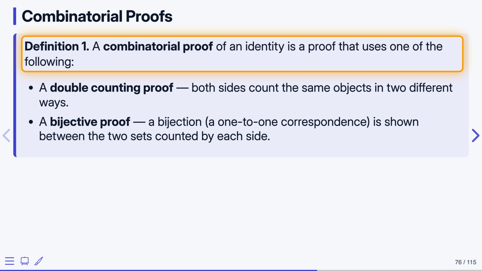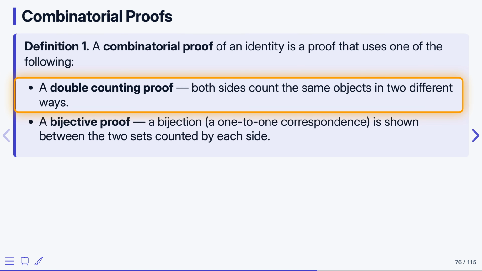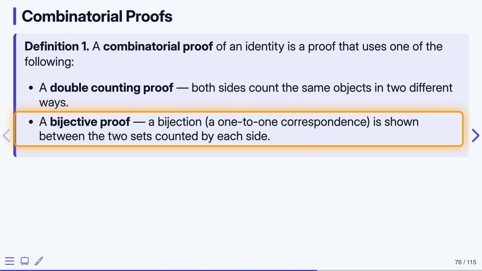Let's meet a new kind of proof. It is called a combinatorial proof. Instead of pushing symbols around, we count the same thing in two ways. Definition 1 gives two forms. The first is a double counting proof. Both sides of the identity count the very same collection of objects, just from 2 points of view. The second is a bijective proof. We build a bijection, that is a one-to-one matching, between the set counted by the left side and the set counted by the right side. If two sets match up one-to-one, they have the same size.